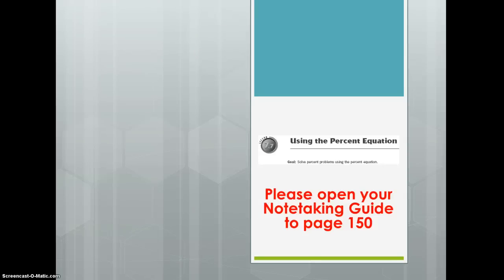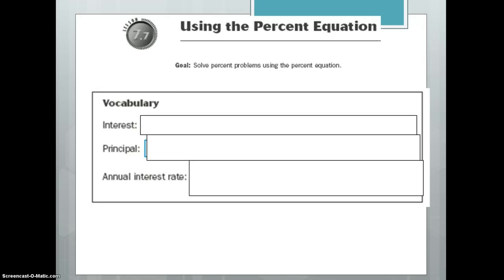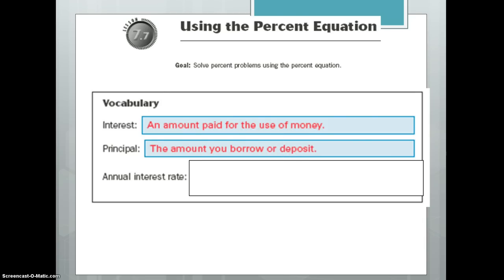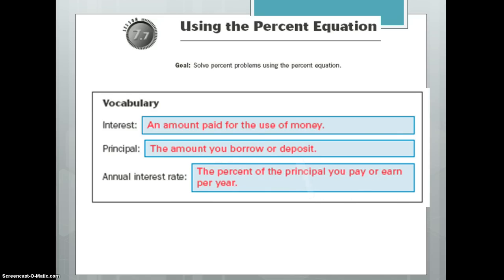Lesson 7.7, using the percent equation. Interest is an amount paid for the use of money. Principal is the amount you borrow or deposit. The annual interest rate is the percent of the principal you pay or earn per year.